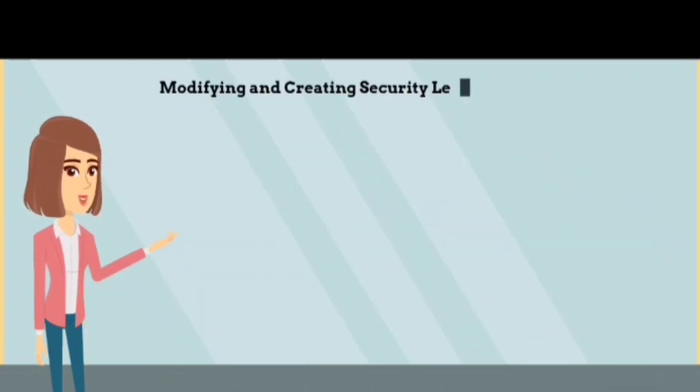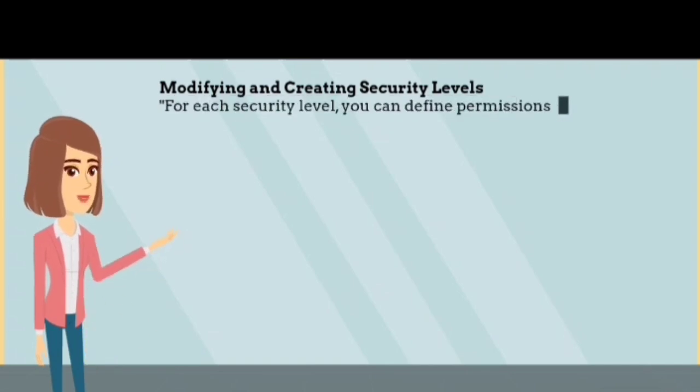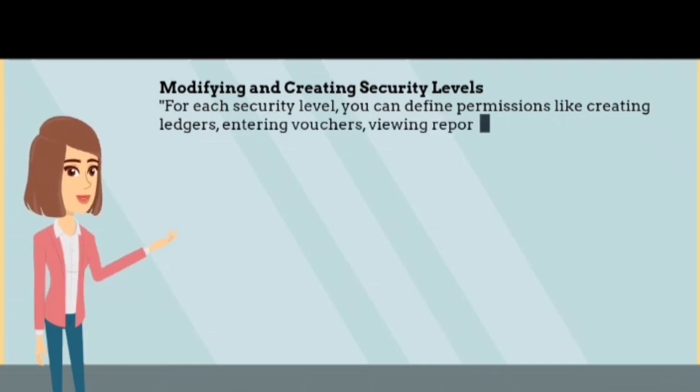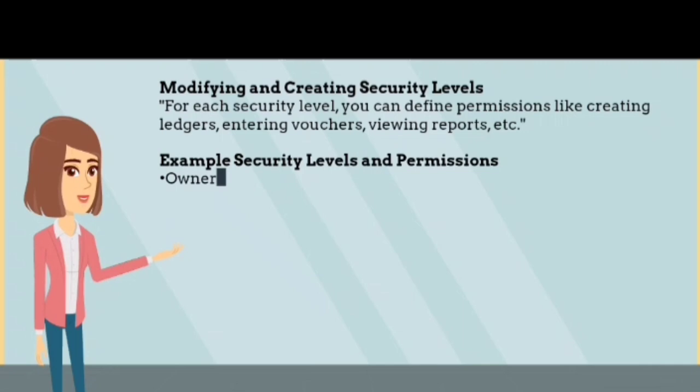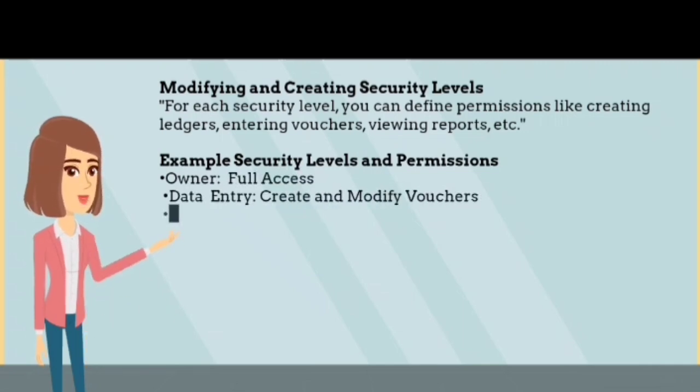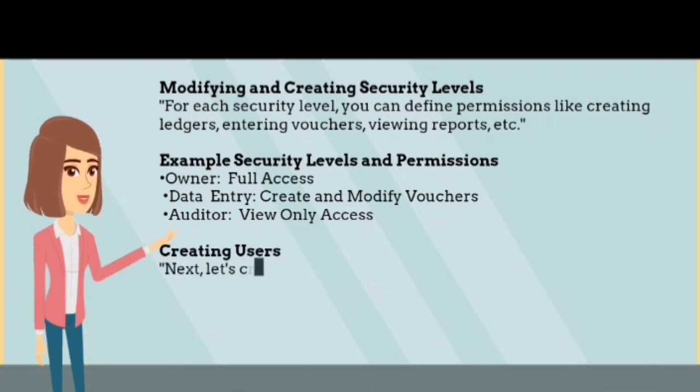Modifying and creating security levels. For each security level, you can define permissions like creating ledgers, entering vouchers, viewing reports, etc. Example security levels and permissions. Owner, full access. Data entry, create and modify vouchers. Auditor, view only access. Creating users. Next, let's create users and assign them to the appropriate security levels.